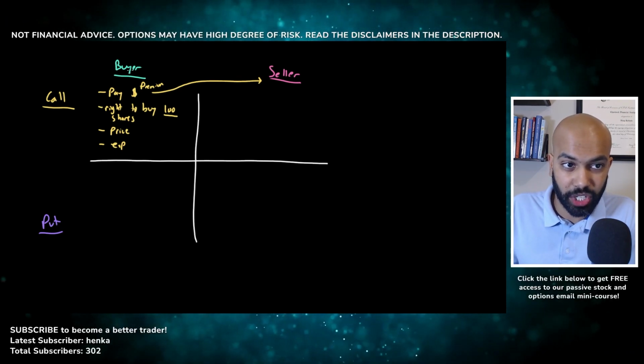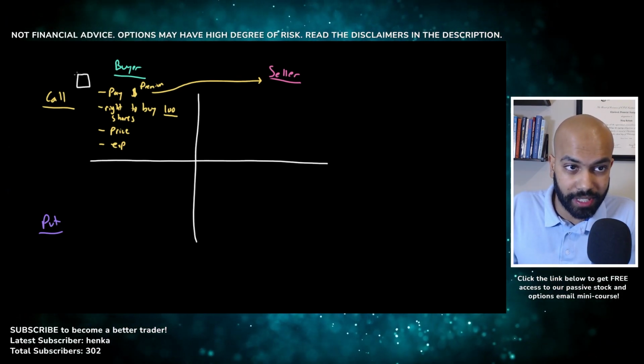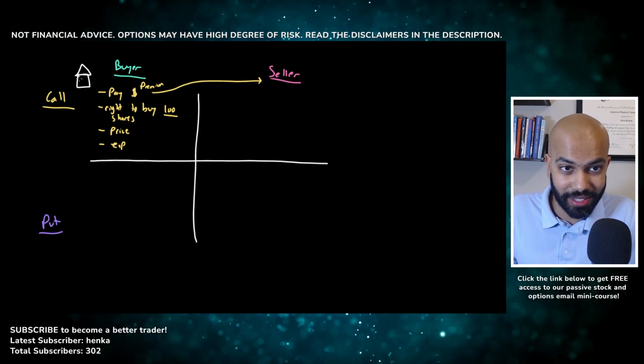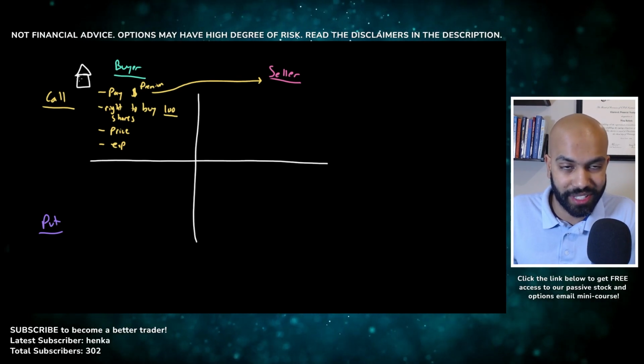So anytime you see call option buyer, think about the house. That should be your first thing. It's like, hey, there's a house, I am buying the house. And that would help you basically understand what call options are.